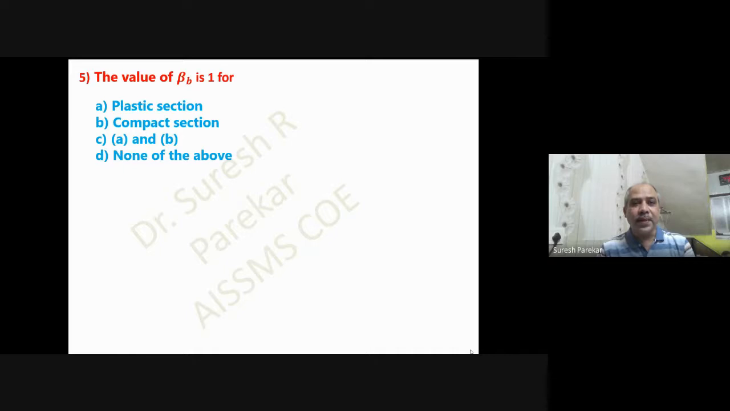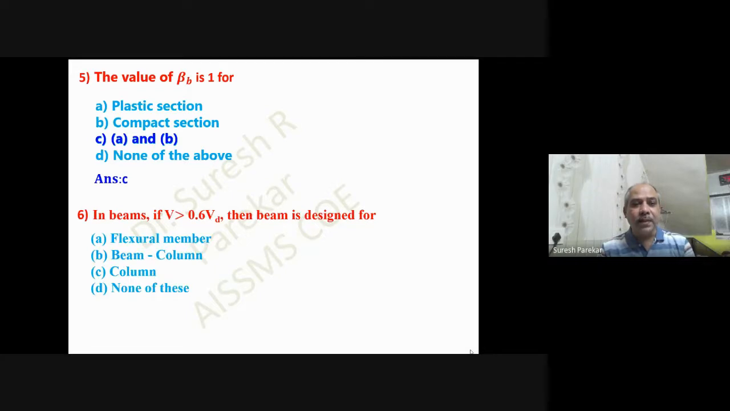The value of beta B is 1, that is for both plastic and compact section. In beams, if V is greater than 0.6 VD, then the beam is designed for both. When V is greater than 0.6 VD, shear is also dominating, and in that case we have to design for both, that is beam column.